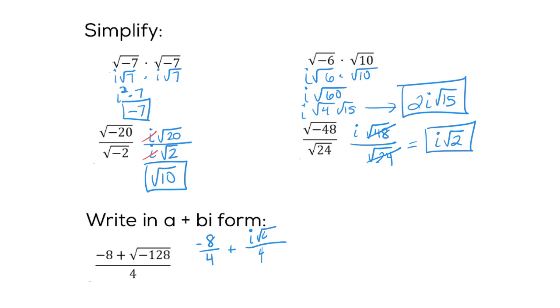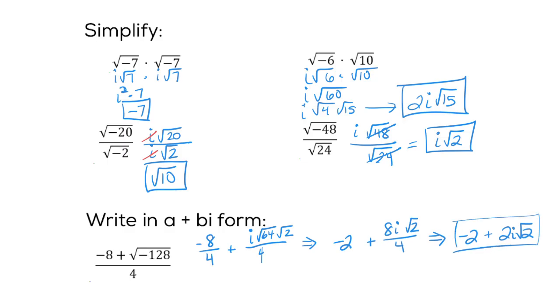And let's see, 64 goes in there twice. Let's clean it up a little bit. I'm going to get you a negative 2 plus 8i root 2 over 4. And the 8 and 4 conveniently reduce. Last step, negative 2 plus 2i root 2. Final answer.